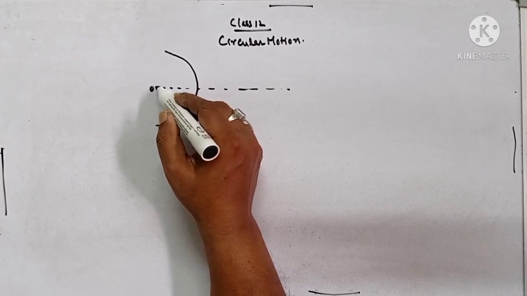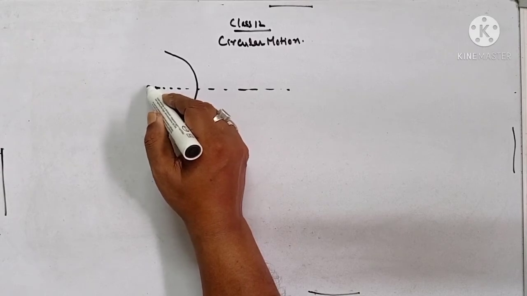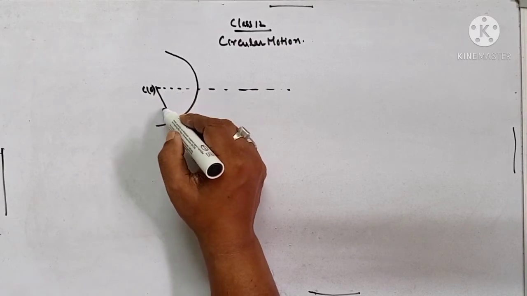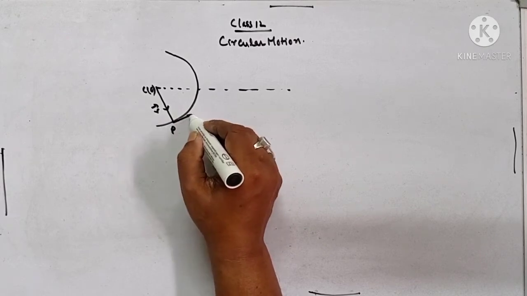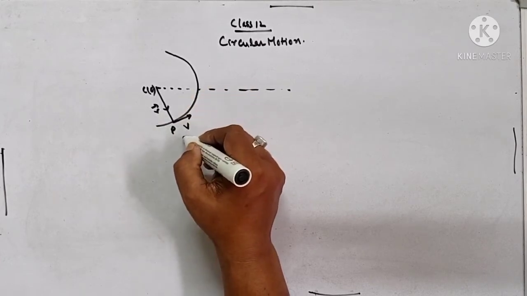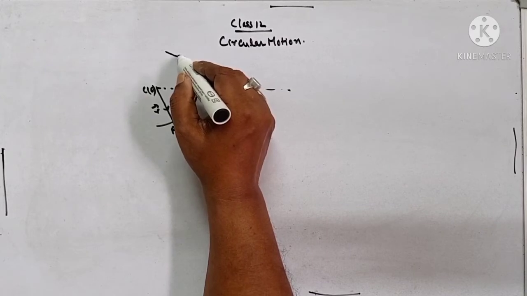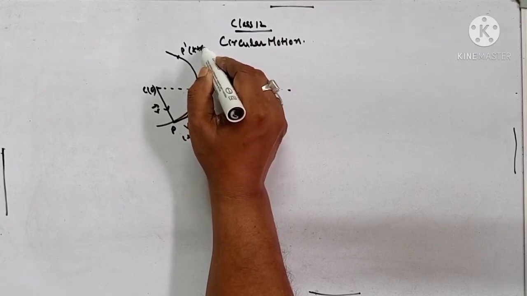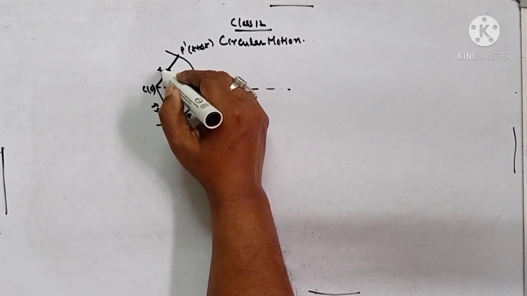Center is at the origin. So here, the center C is at the origin. This is the position vector of this point P, and it has velocity v. Let the time be t, and after time t plus delta t, it is at point P dash, and its position vector is r dash.